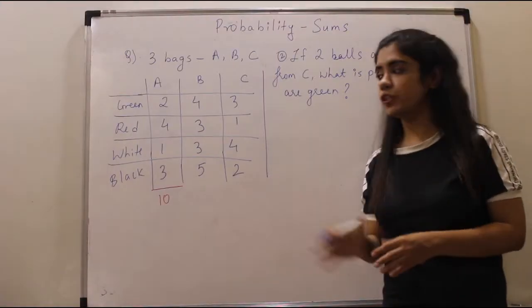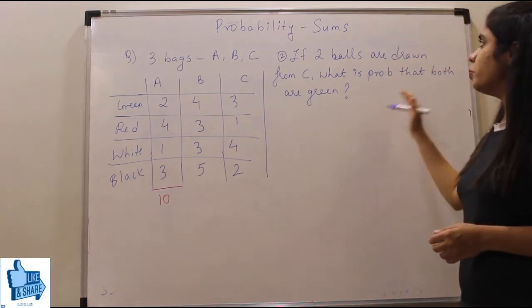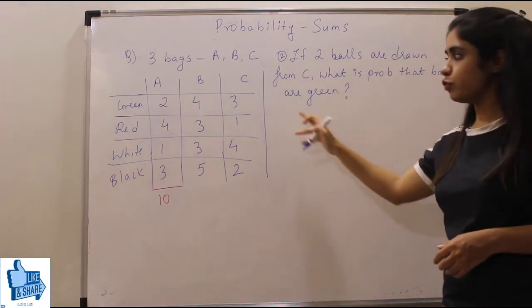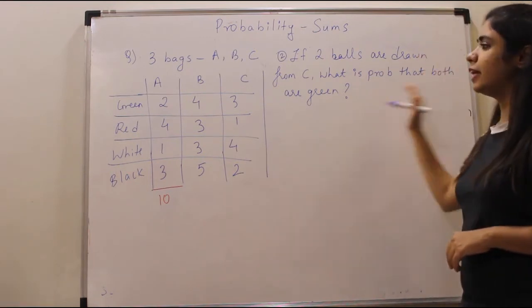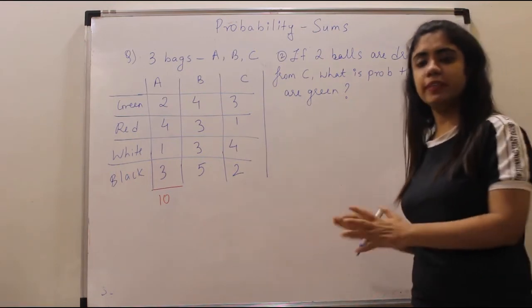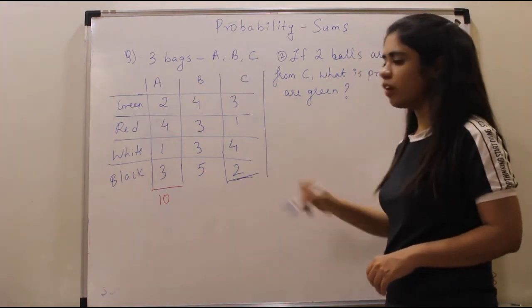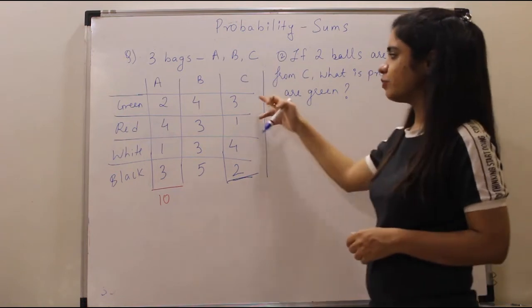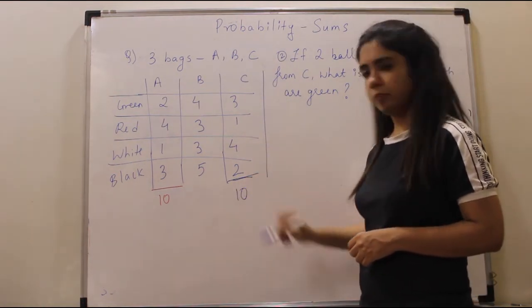Let's look at one more question with respect to this table. What does it say? If 2 balls are drawn from C, what is the probability that both are green? Simple question. First we find out C has a total of how many balls? C has 3 plus 1, 4, 4 plus 4, 8, 8 plus 2, 10 balls.